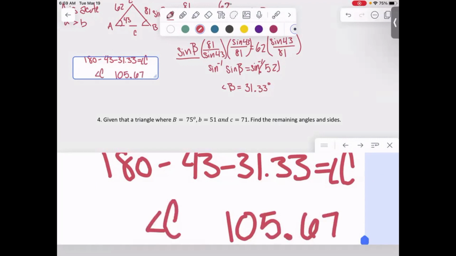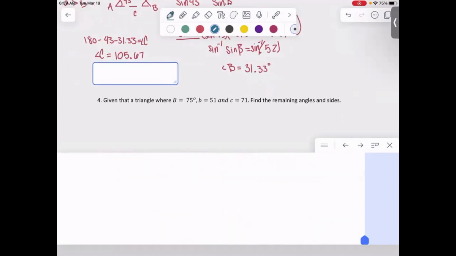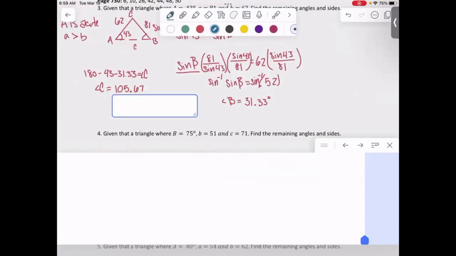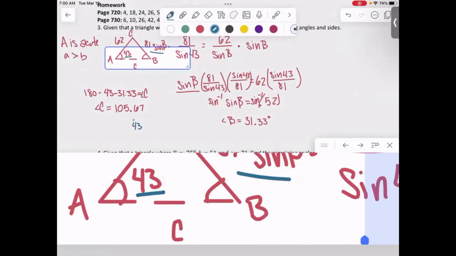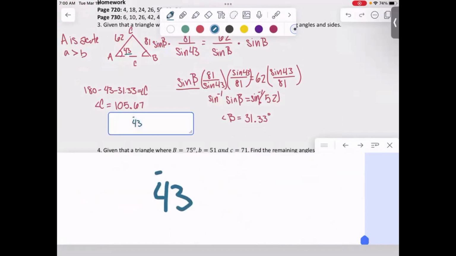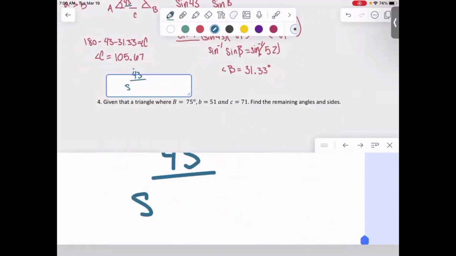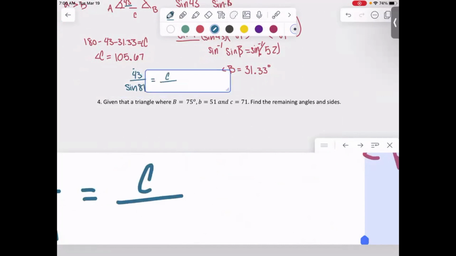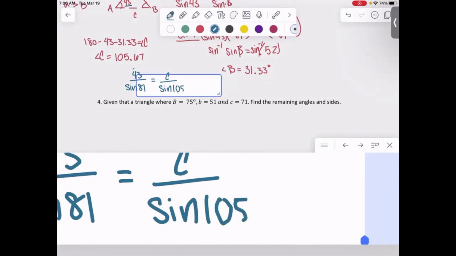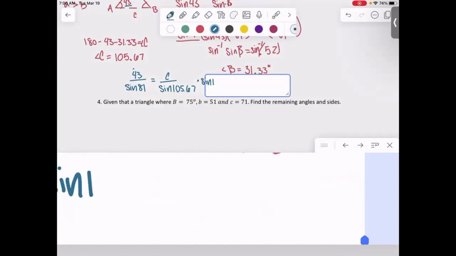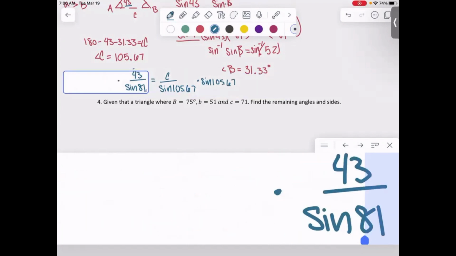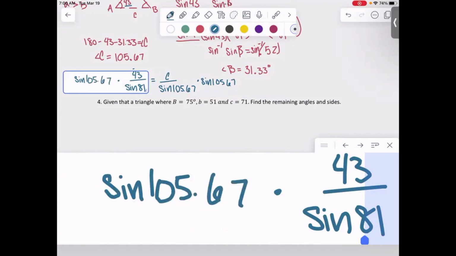Cool. So the last thing we're trying to do is find side C. I would use A, because those were the points that were given to me, side A and angle A. So we would say A divided by the sine of A, the sine of 81, equals C, my side C that I do not know, divided by the sine of angle C. My angle C was 105.67. So just like we were doing in those previous problems, multiply the sine of 105.67 on both sides, and we will get C.